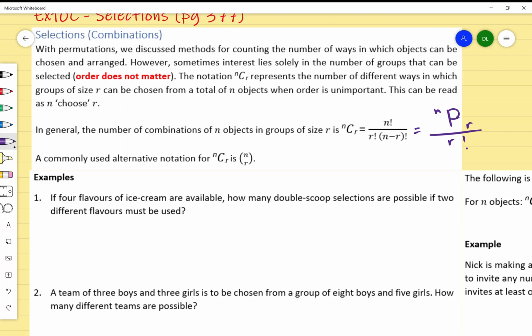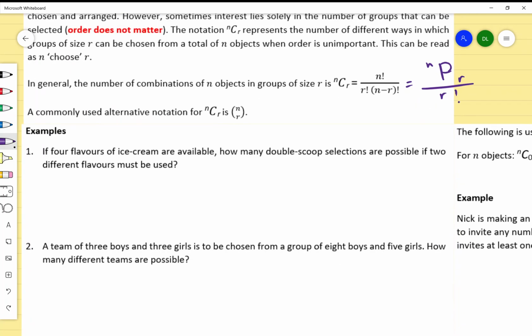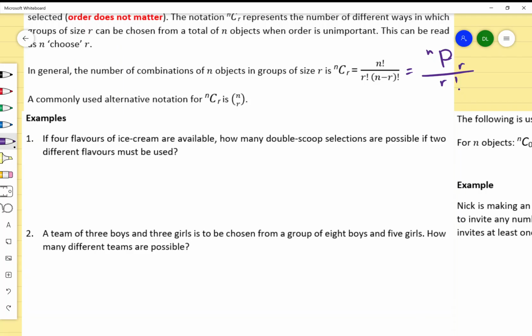The example I'm going to provide is about flavors of ice cream. If we have, for example, chocolate and vanilla as a double scoop option, it's going to be the same as vanilla and chocolate, at least I'd imagine in most situations. The question asks: if there are 4 flavors of ice cream available, how many double scoop selections are possible if 2 different flavors must be used?